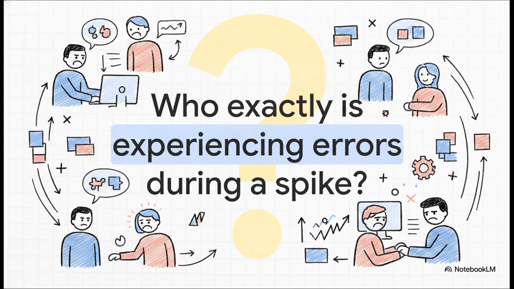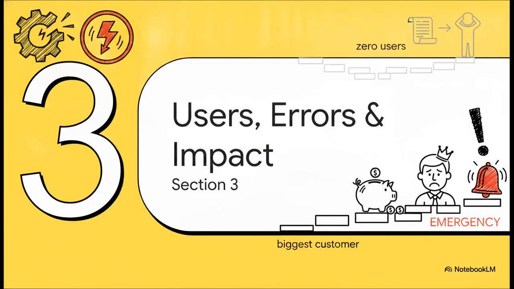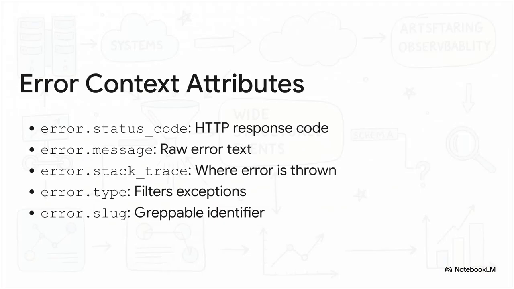So we have the system context, but how do we know exactly who is experiencing the error during one of these latency spikes? Let's move to Section 3, Users, Errors, and Impact. We have to connect these back-end failures to actual human impact. Because let's be real, an error that affects 0 users is just a log line, but one hitting your biggest customer, that's a massive emergency.